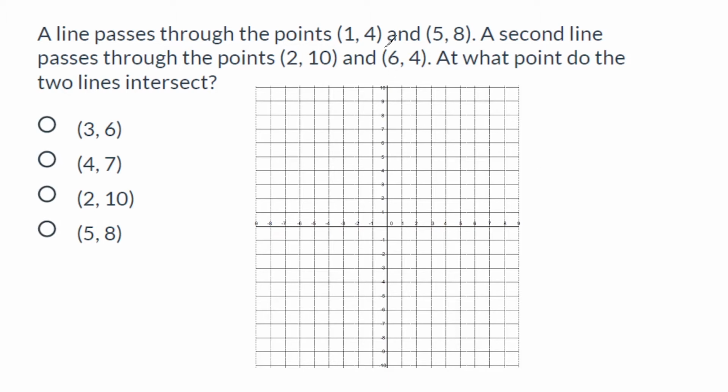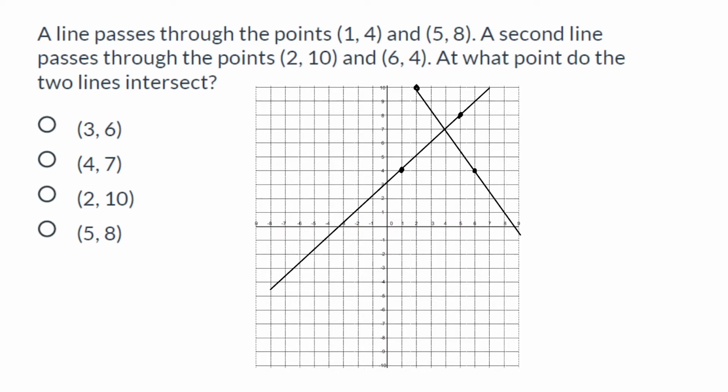The first point we have to locate is at (1, 4). The second point is at (5, 8), which is located right here. And then we're going to take a line and run it through those two points. All right, and then what we're going to do is find a point at (2, 10), which is located right here, and at (6, 4). And then create a line that runs through those two points.